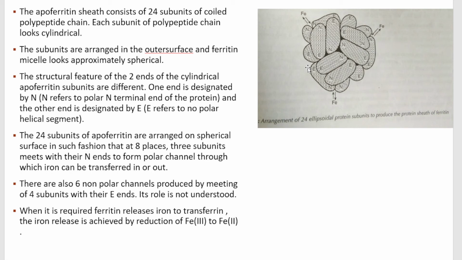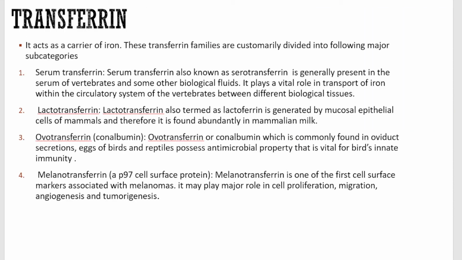Okay. So when it is required, ferritin releases the iron. Through which does it release the iron? It releases it through the polar channel that is formed by the N ends meeting together, and it releases the iron how? Now, iron is present in the +3 oxidation state. So whenever it is releasing the iron, there is reduction of Fe+3 to Fe+2. Whenever there is a requirement, iron is being released. So ferritin is a type of iron storage protein.